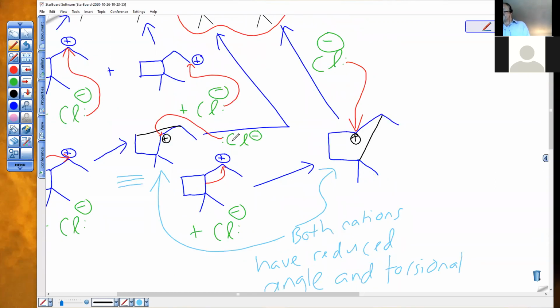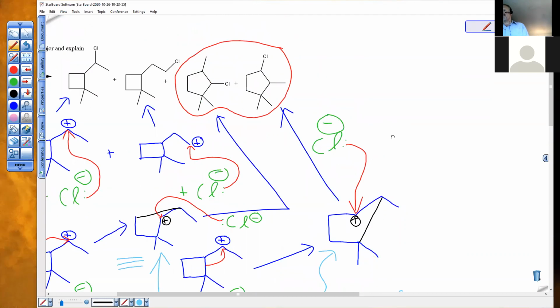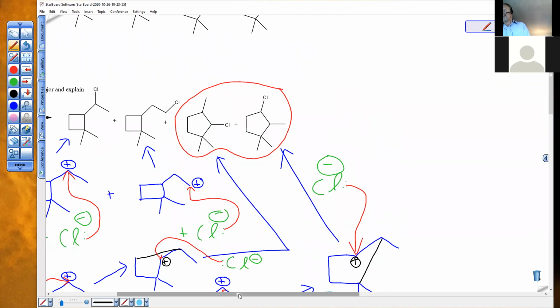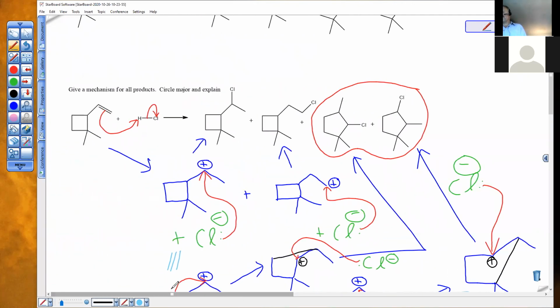You can't say one of these is much better than the other. They're both secondary cations in bigger rings. You might have another rearrangement in a couple of them, but I wouldn't worry about that. I'm not going to do that to you. We're going to do one rearrangement at a time when we're first learning these things.